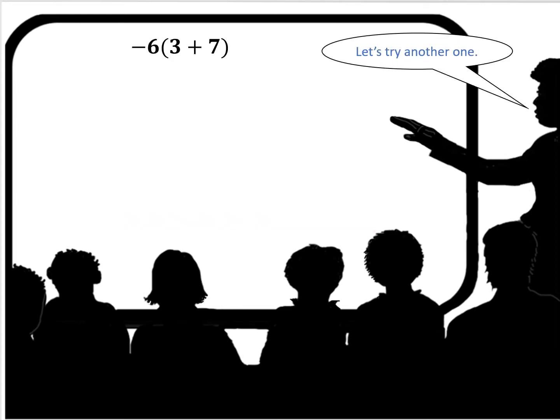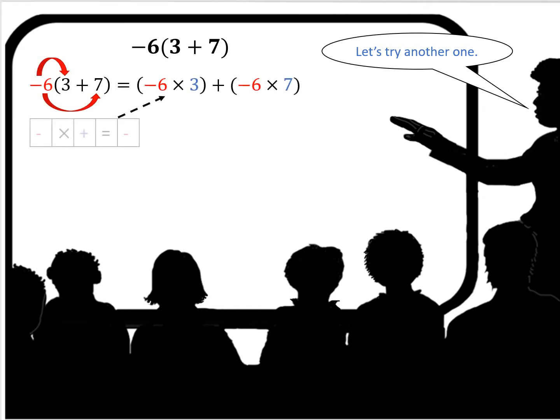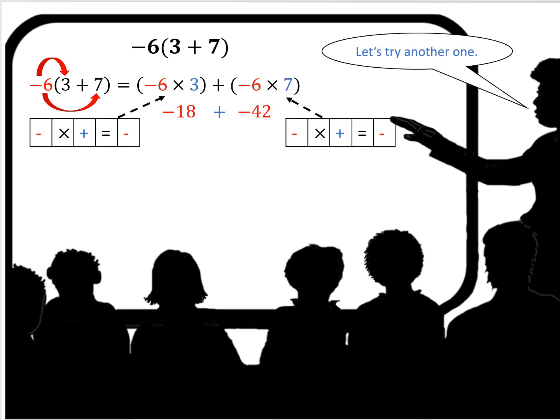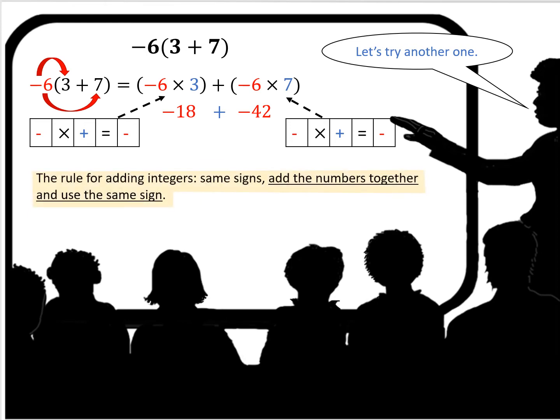Let's try another one. Negative 6 times 3 plus 7. Again, we'll use the distributive property. Negative 6 times 3, a negative times a positive is a negative, negative 18. And again, we have a negative times a positive, which will equal a negative, so we'll have negative 42. Negative 18 plus negative 42. The rule for adding integers when they're the same signs is to add the numbers together and use the same sign. Negative 18 plus negative 42 is negative 60.